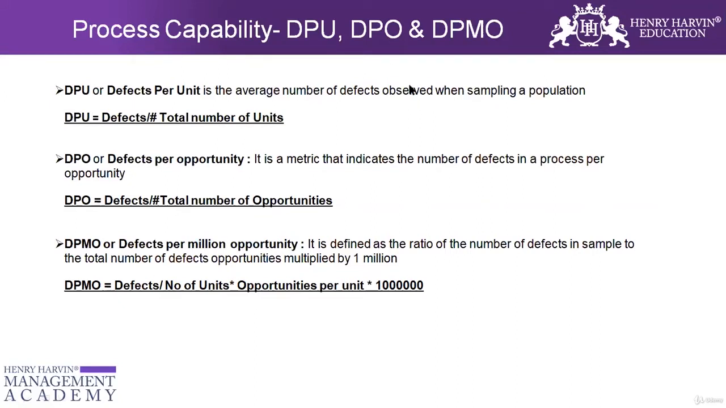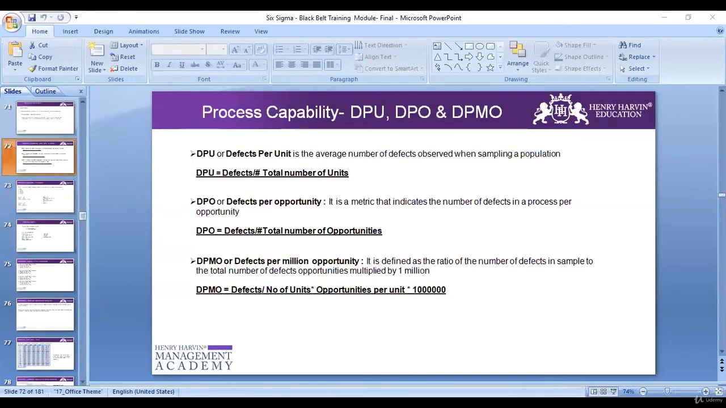So let me just show you while doing it. Let's say I have 10 defects and units that I have produced are 50. So if I want to calculate DPU, which is defects per unit.